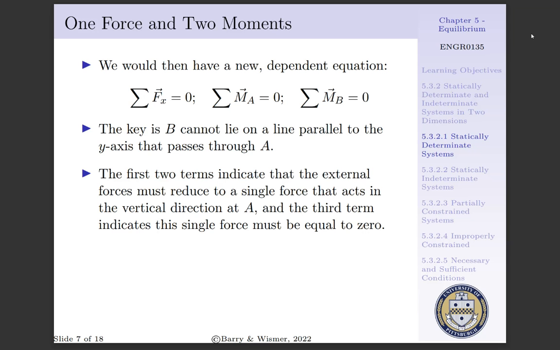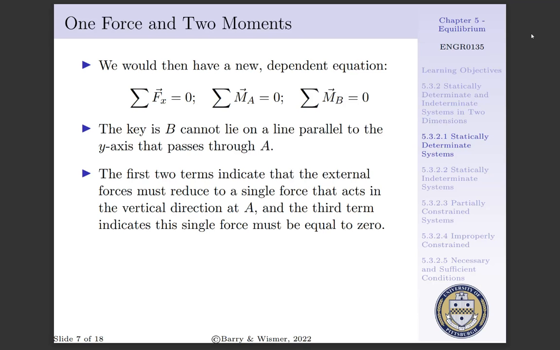That is to say, we would have a new independent equation, and thus we could have three equilibrium equations that can be applied to our two-dimensional system. These equations are the summation of forces in the x direction being equal to 0, the summation of moments about point A being equal to 0, and the summation of moments about point B being equal to 0. The key to this is B cannot lie on a line parallel to the y-axis that passes through A. That is, if we drew a line through A, point B cannot be on that line.